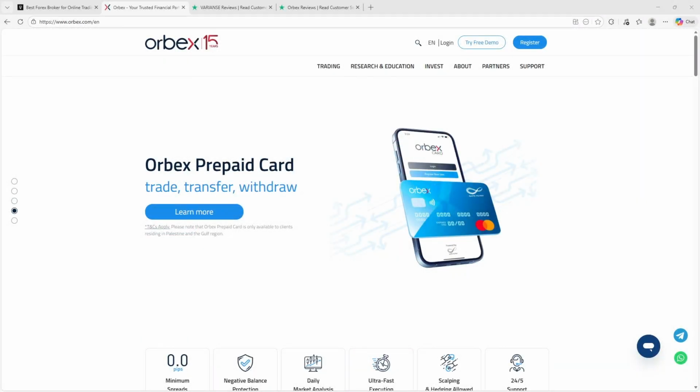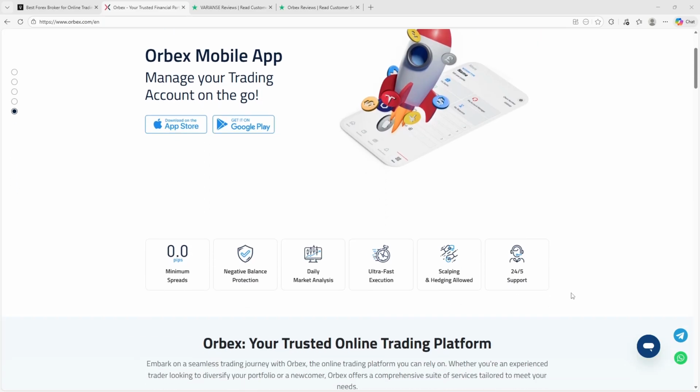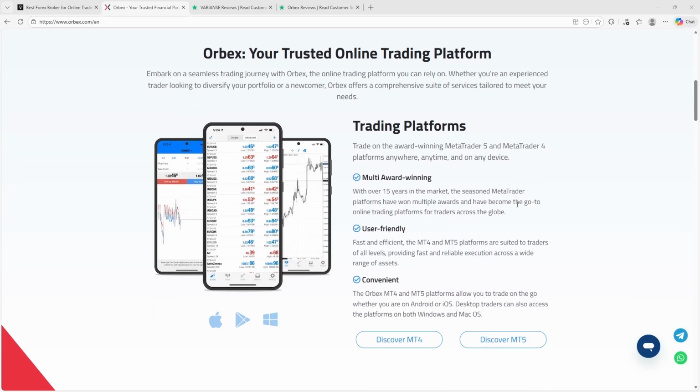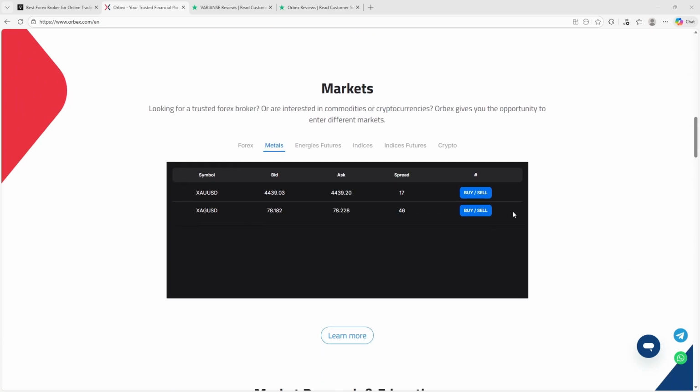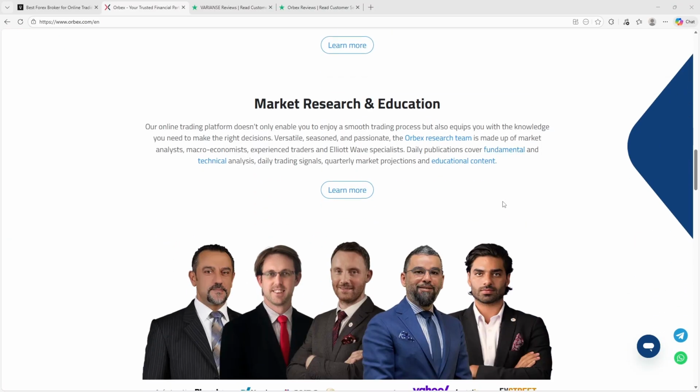Orbex focuses on delivering a balanced trading environment that blends accessibility with professional-grade tools, making it suitable for both developing traders and more experienced market participants. The platform provides access to Forex, metals, indices, energies, and other CFD markets through well-known trading platforms, with execution designed around a no-dealing desk model. This structure helps reduce conflicts of interest and supports fairer pricing during normal market conditions.